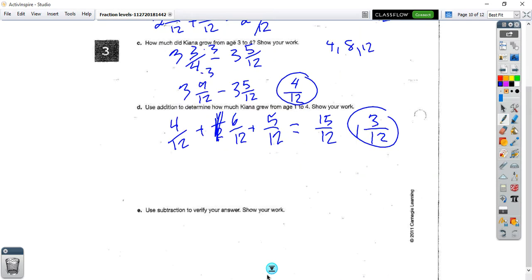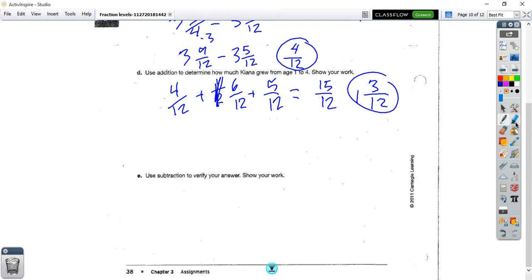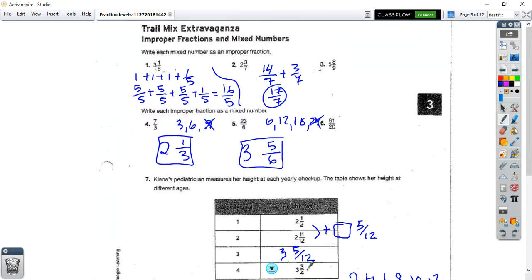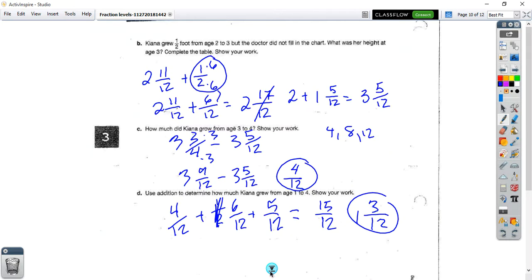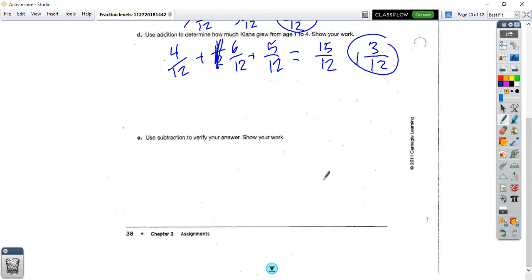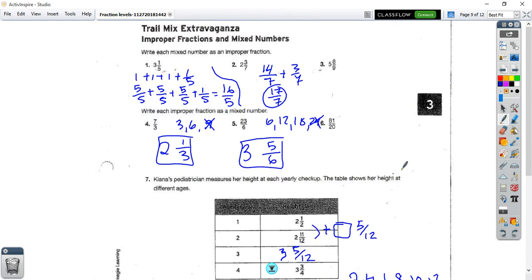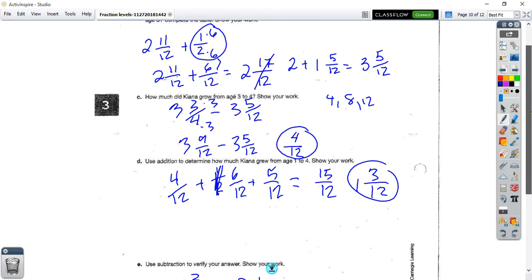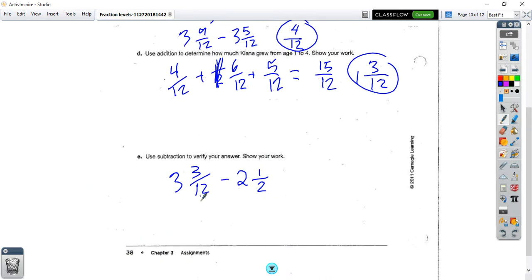Last question. It says use subtraction to verify the answer that we just got here. So essentially all we're going to do there is subtract. And so the subtraction that we're doing is we're going to take 3 and 3/4 minus 2 and 1/2 because we're trying to find the total. So scroll down. I should end up with the same solution. And so we have 3 and 3/4 minus 2 and 1/2.